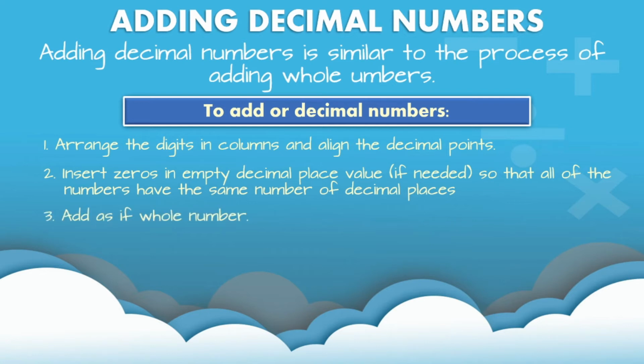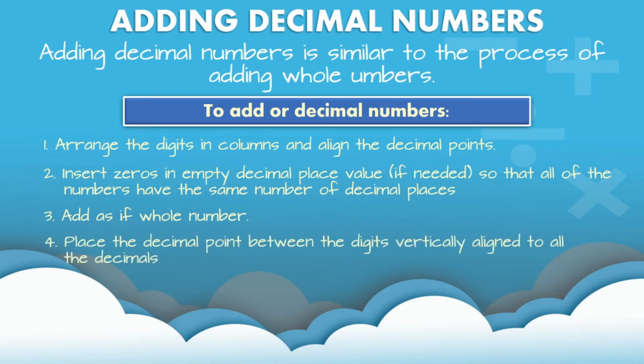Next, number 3, add as if whole number. So, we're just going to add them as if whole number. Kapag in-add na natin sila, just disregard first the decimal point. Just don't mind the decimal point and do the process in adding numbers. Then later on na natin siya alalahanin kung paano natin ilalagay yung decimal point.